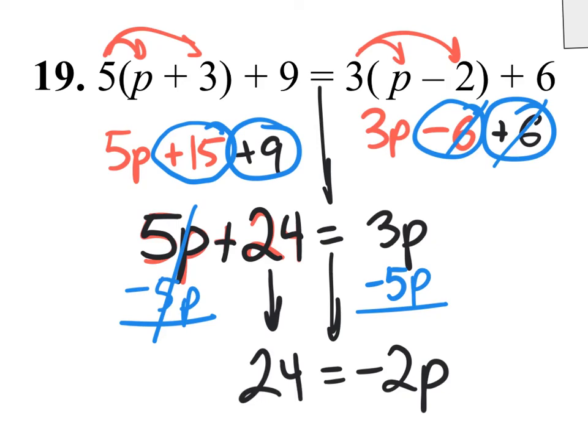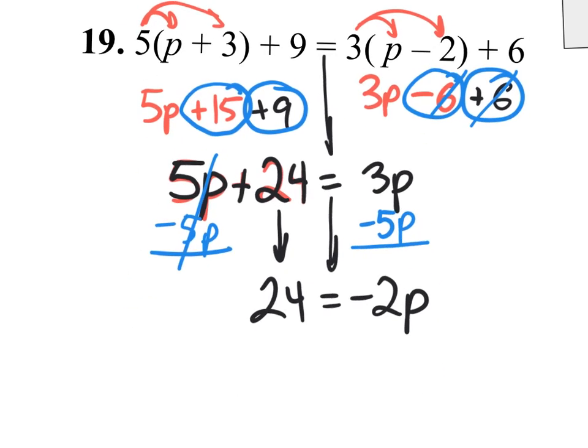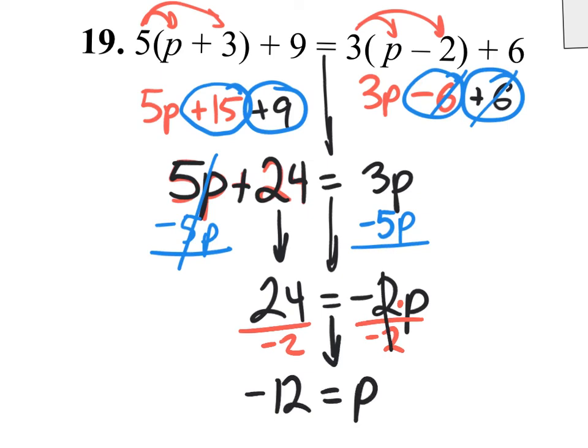24 equals negative 2p. So that really is saying 24 equals negative 2 times p. I need to get rid of that multiplication of negative 2 by dividing by negative 2. What I do to one side, I do to the other side. And 24 divided by negative 2, that is negative 12. The equal sign again comes down. That canceled out. We have p equaling negative 12. There's my final answer. P equals negative 12.